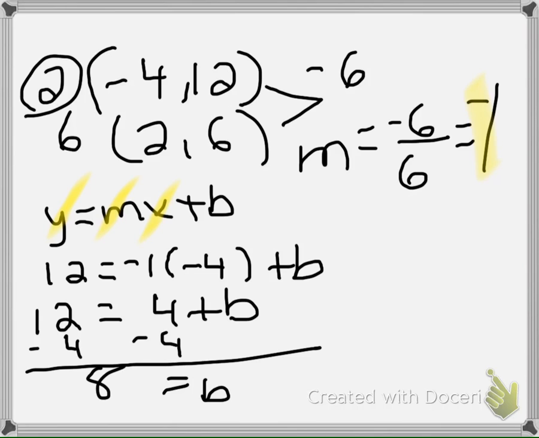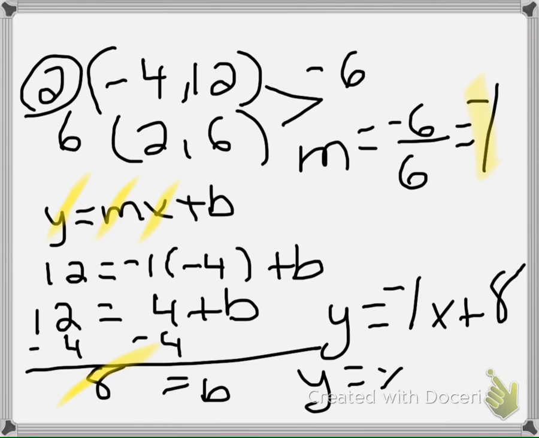Okay, so I have the two things I need now, and I'm ready to write my equation. y equals m, that's my highlighted negative 1, x plus b, which is 8. And then I have to do one thing. I'm not allowed to write it this way because I don't write negative 1 times something. We know that negative 1 times x is just negative x. So we rewrite it in simplest form as y equals negative x plus 8.